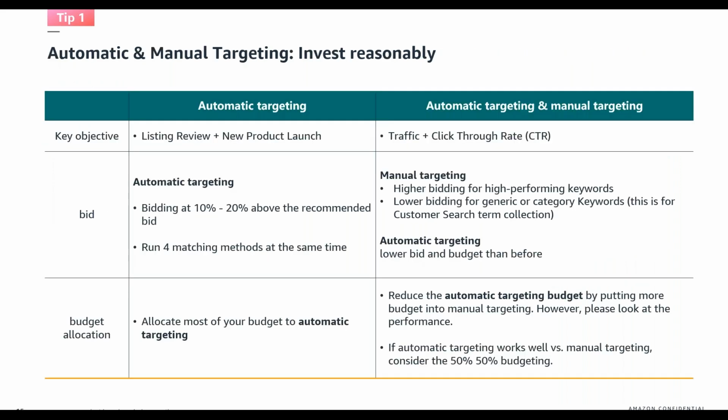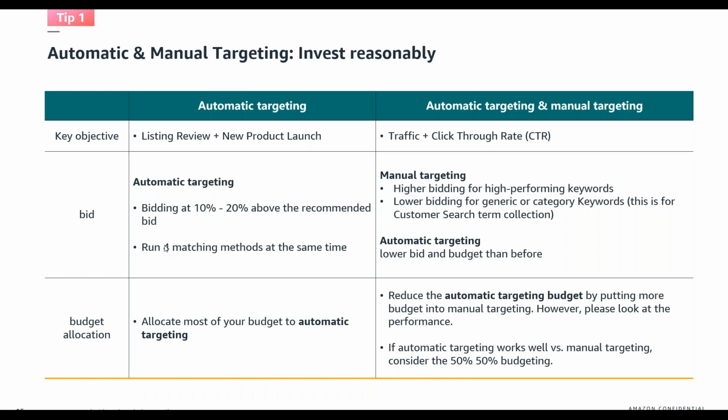Yes. So again, over here is investing reasonably in the 2 different kinds of targeting campaigns, right? When we just launch automatic targeting, this is for new sellers. The key objective in the initial stage is to review your listing and do a new product launch. That's where we start finding the initial keywords that are working for our campaign. How to bid when it comes to automatic targeting is to bid 10 to 20% above the recommended bid, and to run all 4 matching methods under automatic targeting at the same time. At the beginning stage, we want to allocate most of our budget to automatic targeting for new sellers.